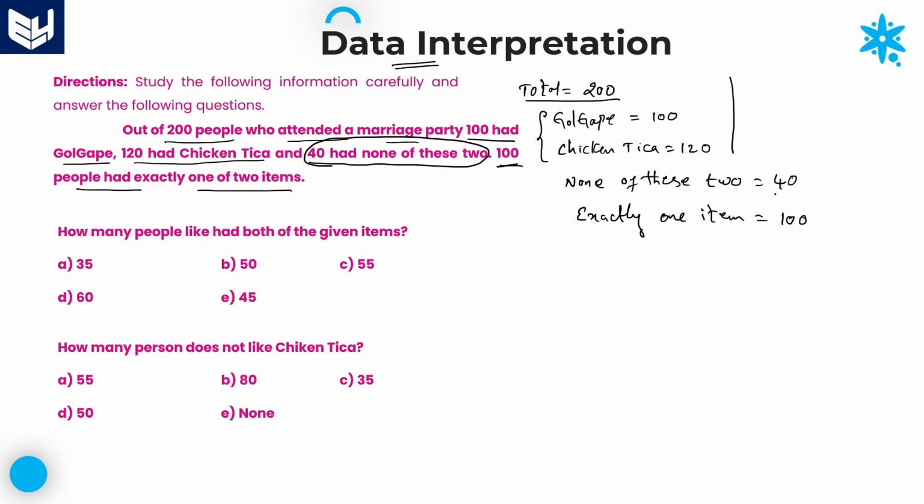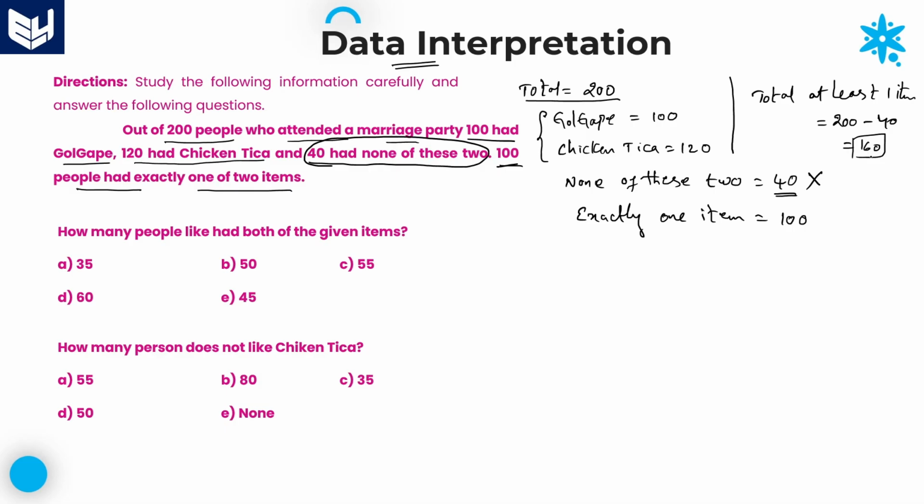Also, one more piece of information is the number of people who are not taking any of the items. Here 40 members are not taking any of the food items. So how many members are taking at least one item? That is total 200 minus none of these two, that is 40. It means 160 members are taking at least one item.